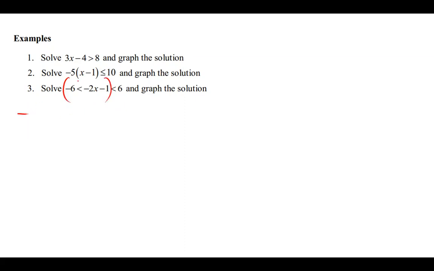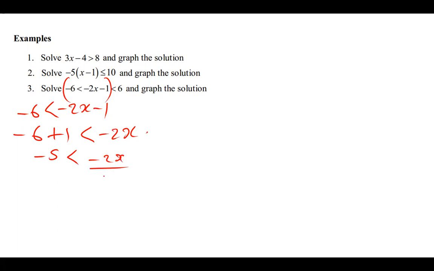So the answer, when I get that part, I'm going to have -6 less -2x minus 1. So I'll put the like terms together. I'm going to have -6 plus 1 less -2x. Then -6 plus 1 is simply -5 less -2x. When I divide by -2, I'm going to get 5/2. When we divide by a negative number, the symbol changes there.